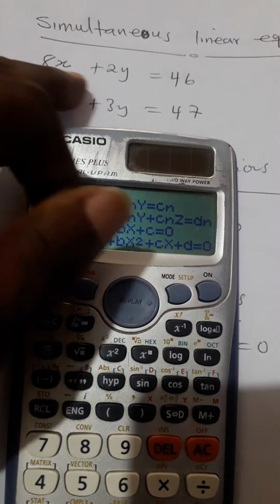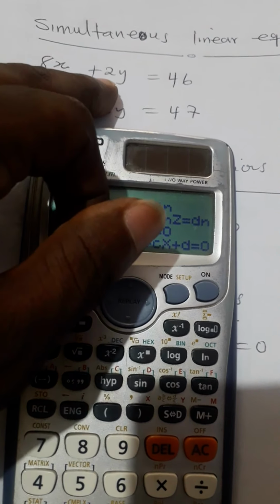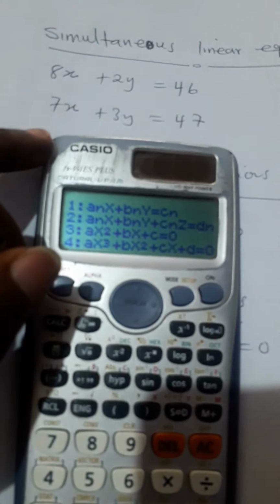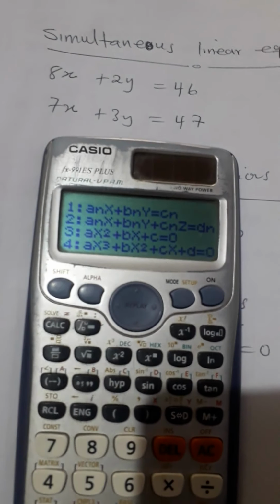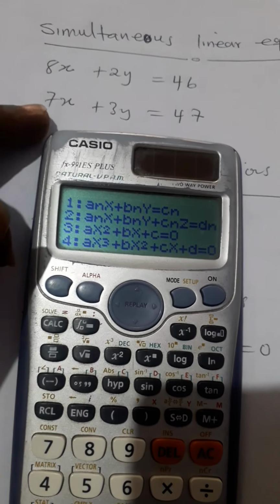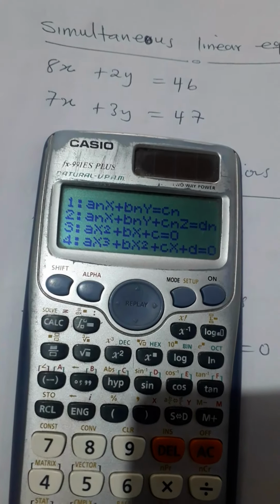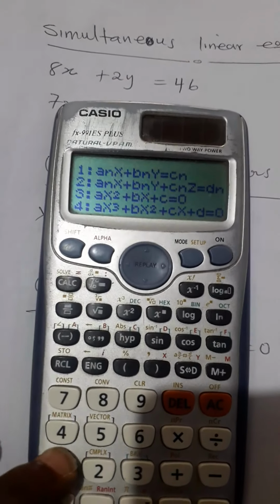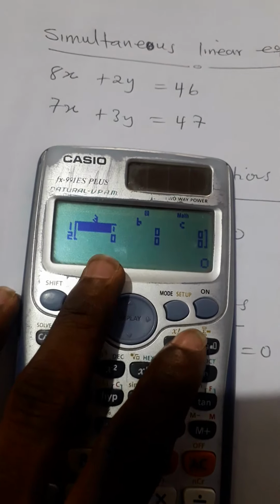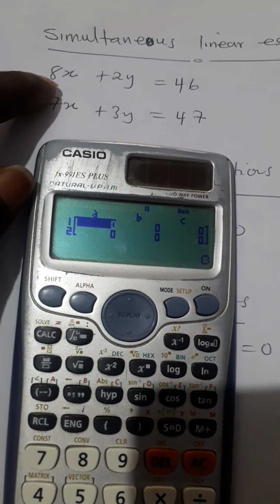So a1 will give us 8, b1 will give us 2, and c1 will give us 46. In the second equation, we have the 2. So a2 will give us 7, b2 will give us 3, c2 will give us this. Like I said, you press your 1. So the a here is what? First a1 is what? 8.